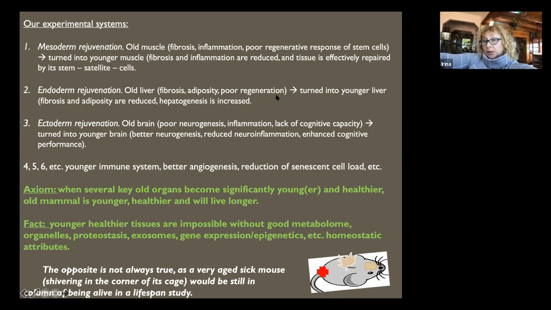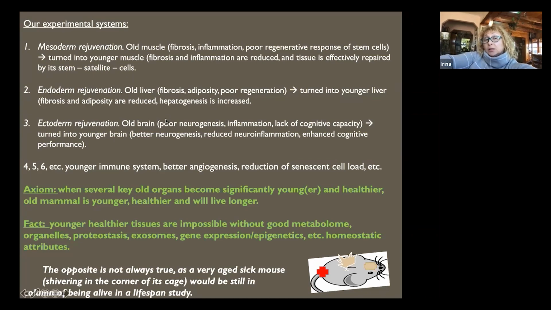And our experimental systems rejuvenate old liver, turning it into young-like, with fibrosis and adiposity reduced, and hepatogenesis being increased. And then for ectoderm, we look at the brain, which is shared by many of our colleagues. Everybody is interested in rejuvenation of the brain and cognition.